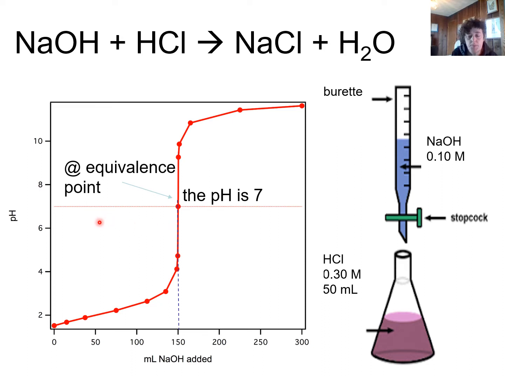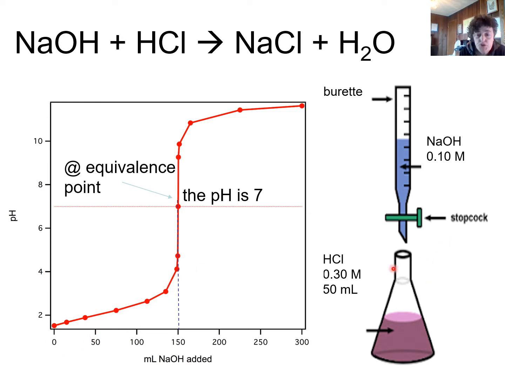So a potential question could be one in which you see a graph and you're asked, but you don't know what's in the burette and you don't know what's in the flask, right? So on the x-axis, you have the milliliters from the burette. Now in the burette, typically you have a strong acid or a strong base.